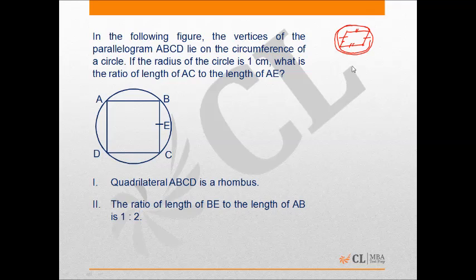The difference between a rectangle and a square is that a square is a specific kind of rectangle with all the four sides equal. So every square can be treated as a rectangle, but not every rectangle is going to be a square. Now the next line says, if the radius of the circle is 1 centimeter, what is the ratio of the length of AC to the length of AE?